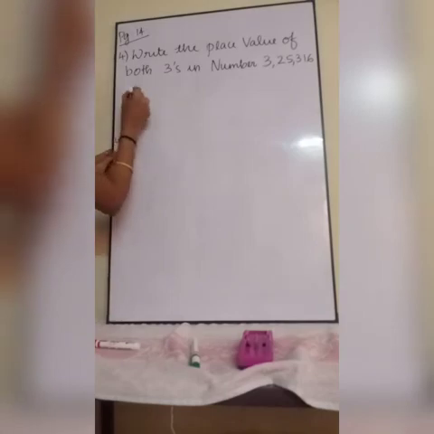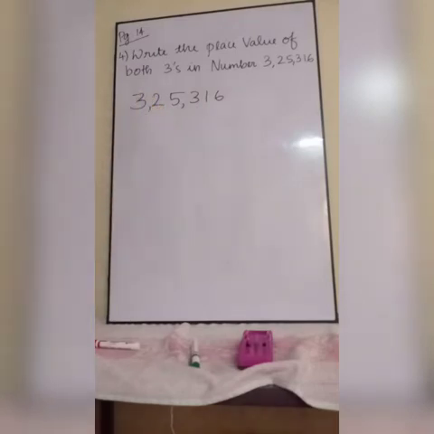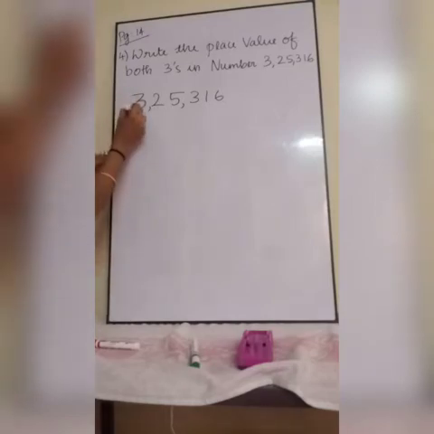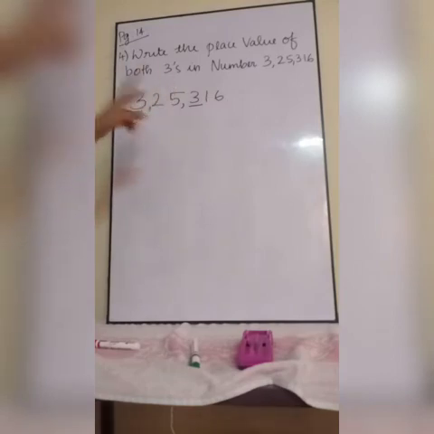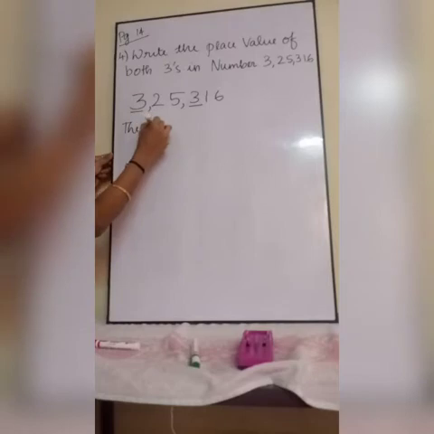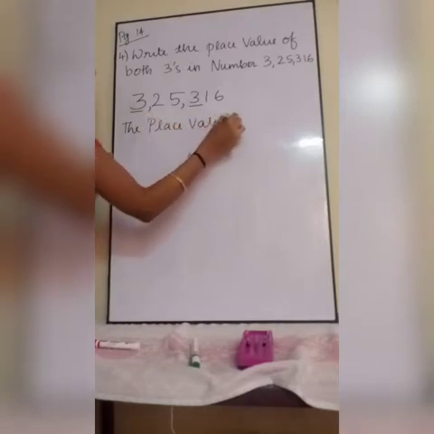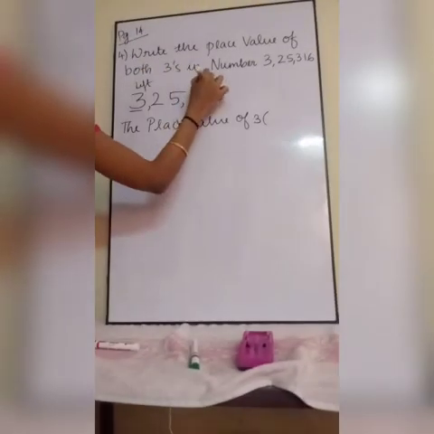3,25,316. So what is my number? 3,25,316 is my question. In that we have to find the place value of both 3's. So we have to find the place value of this 3 and the place value of this 3. Okay, this is the 3 on the left side, that is the 3 on the right side. So we have to find the place value for both. Now shall I take and find the place value of the 3 which is on the left side.